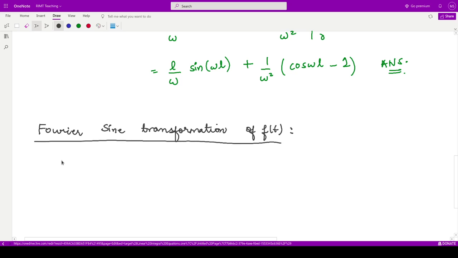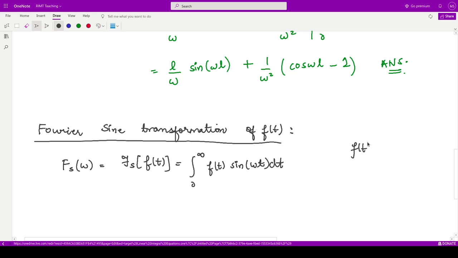So this is defined using the expression Fs of omega, that is equal to the Fourier sine transform of the function f of t, which is defined again from the interval 0 to infinity, f of t sine omega t dt. So this is the forward Fourier sine transform of the function. That means we have shifted our function from f of t to some other function in this frequency domain.